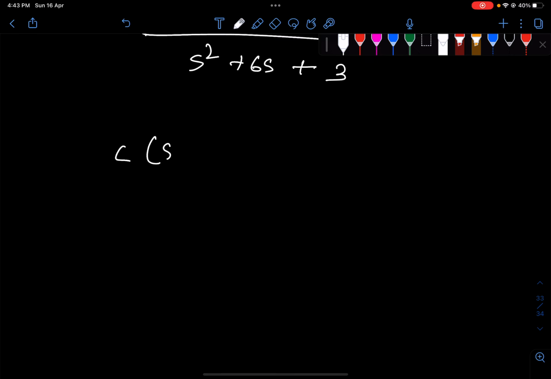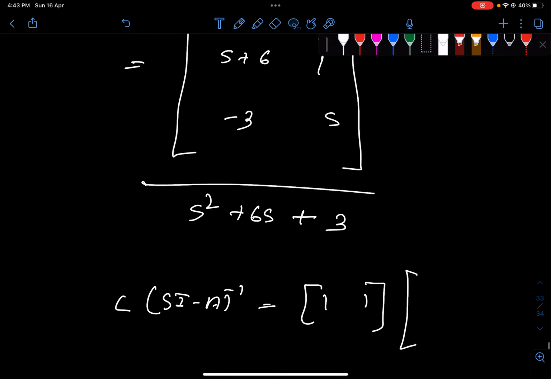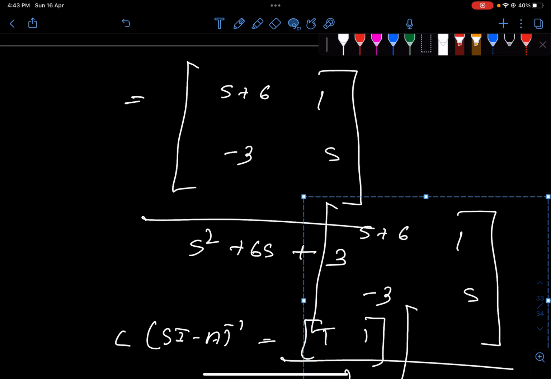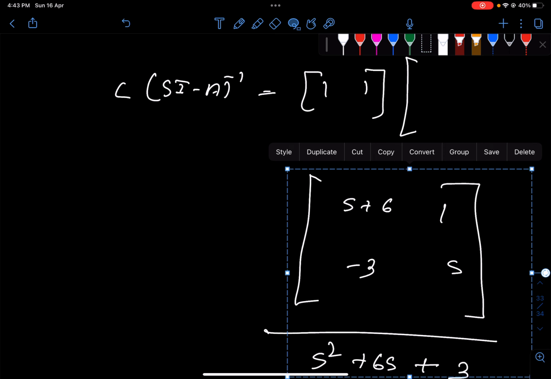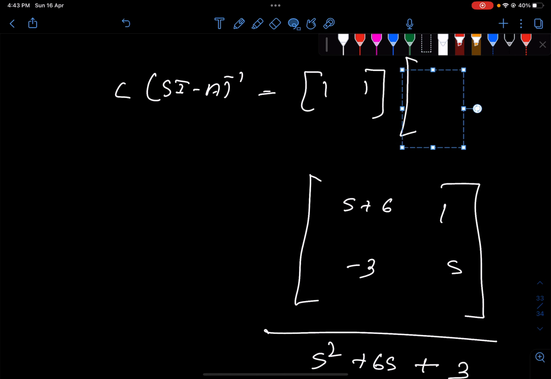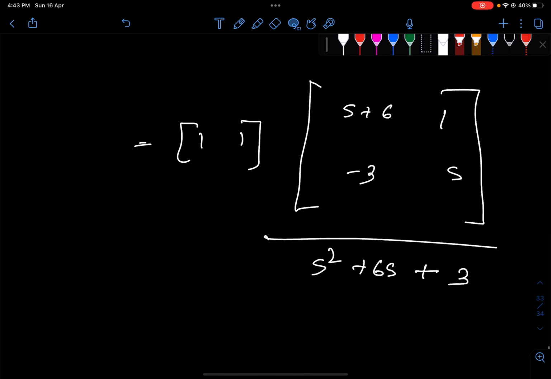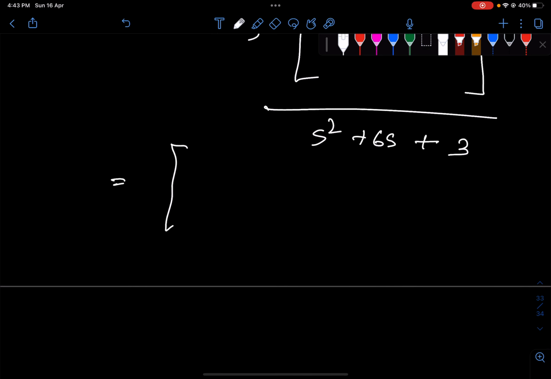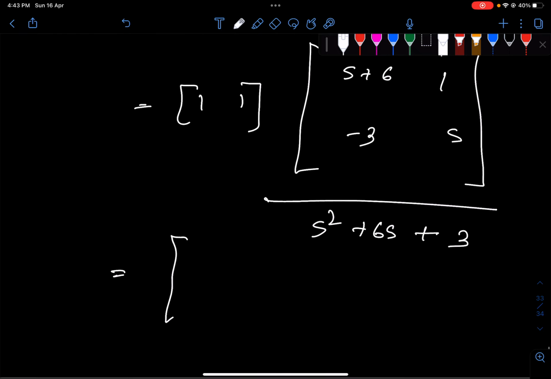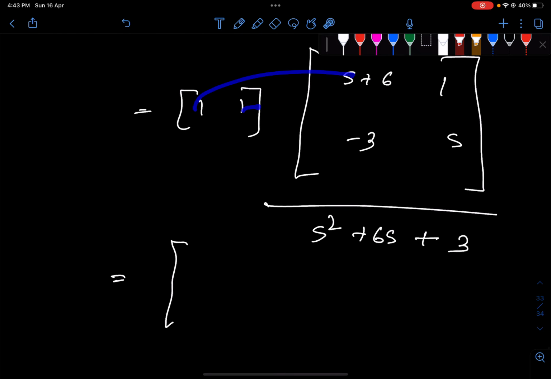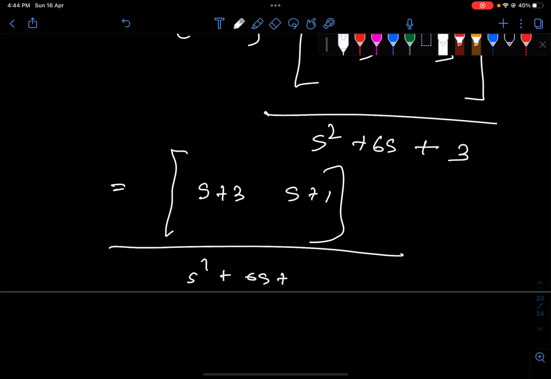So multiplying C with (sI minus A) the whole inverse, that will be looking like this. What is the C matrix? 1 1. And what is the sI minus A matrix? This matrix, right? So the multiplication will look like this, and straight away we can write this down as: multiply this one, plus, so this is s plus 3, and the next thing is s, that is s plus 1, divided by s square plus 6s plus 3.